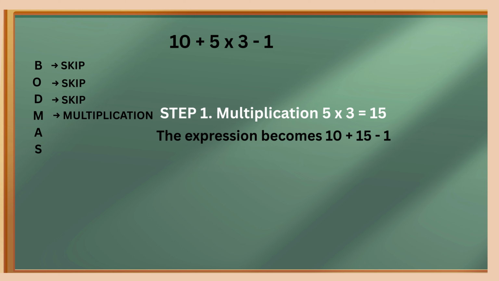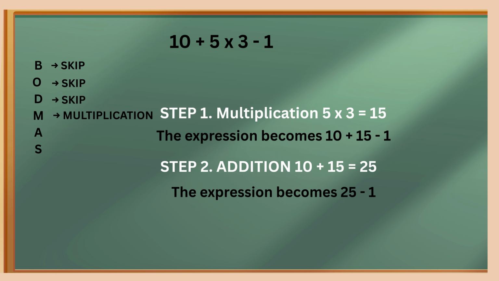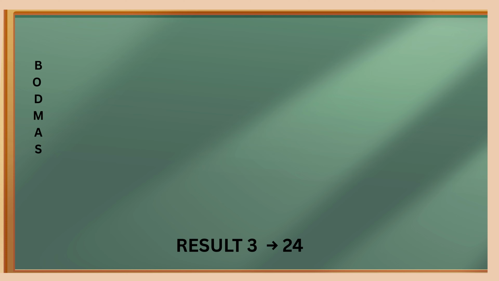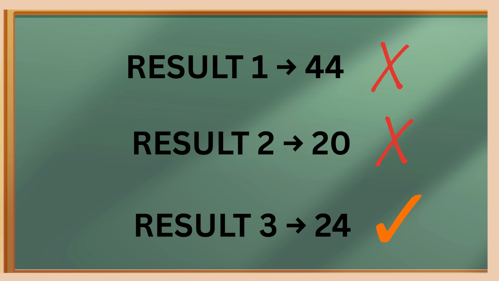Addition and subtraction both are there, but addition is coming first from the left. So we'll do addition first. 10 plus 15 equals 25. The expression becomes 25 minus 1. Finally, we'll do subtraction. 25 minus 1 equals 24. So the answer is 24. Among all these answers, 24 is the correct one as we have solved it by the BODMAS rule.